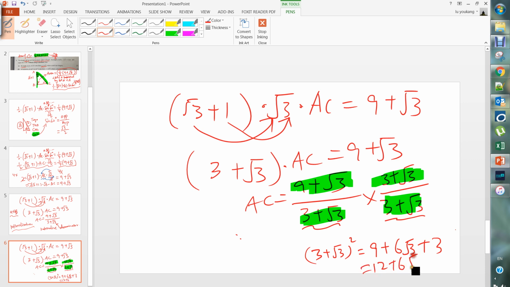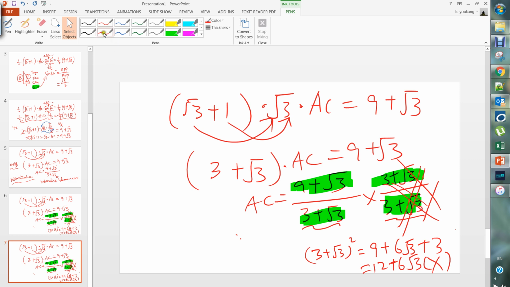Because this is not rationalized yet. Okay? This is not rationalized yet. You don't want to have this. You don't want to have 12 plus 6 square root 3. Okay? So therefore you cannot times this. You cannot times this. And what you can actually do is this.